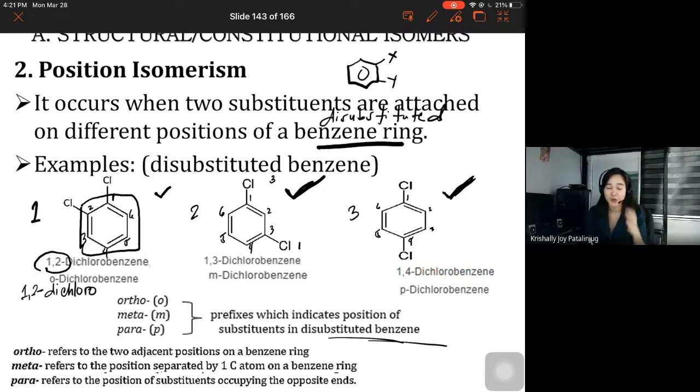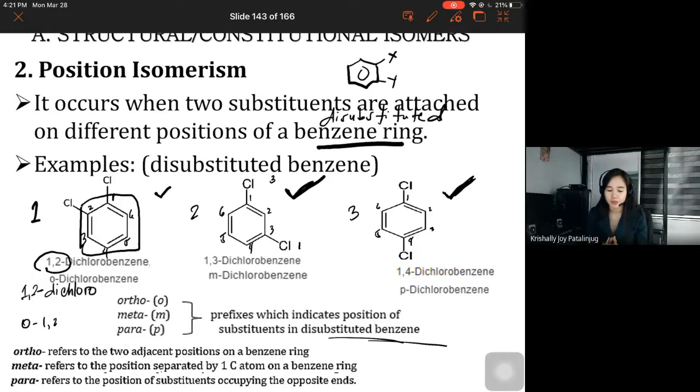But if you use ortho, meta, para, you cannot double up by using ortho and then also adding 1, 2. That is definitely wrong. It is either one or the other. If you use the numbers 1, 2 as the location, then that's it. But if you prefer the prefixes, then use the prefix alone. Specifically, the first initials of ortho, meta, para: o, m, and p, in small letters.